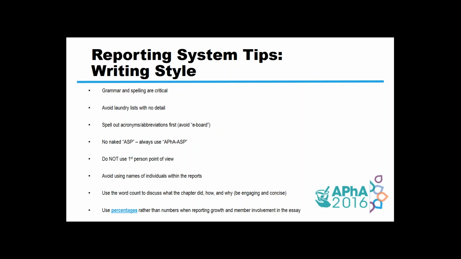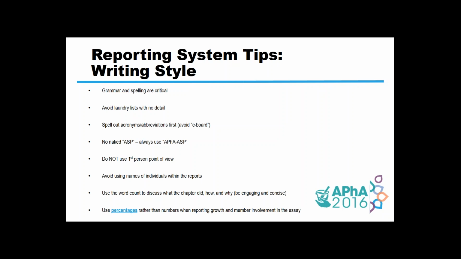ASP is one of 3 academies belonging to the larger American Pharmacists Association, so it's always APhA-ASP. In addition, don't use first-person point of view, so don't use I's or U's. So you guys are a chapter and you're reporting as a chapter. It's also important to avoid using individual names within the report. If you had an outreach visit from a National Executive Committee member, we definitely want to hear about that. Go ahead and throw their name in there.